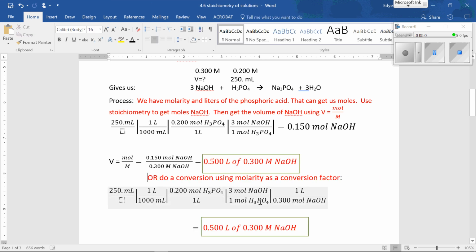Okay, the other way to solve this problem is doing a direct conversion, just doing this whole conversion all together instead of doing these 2 steps.